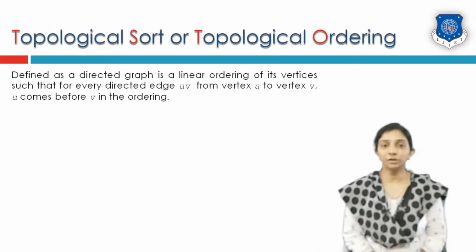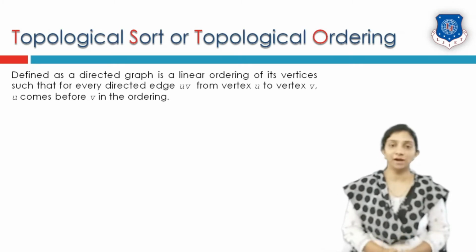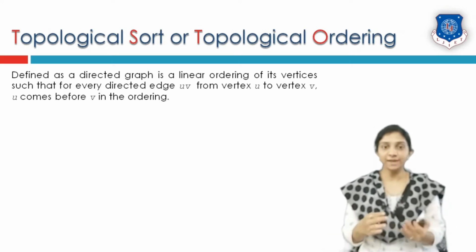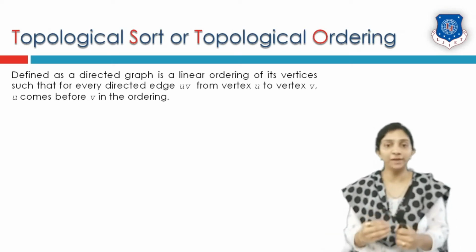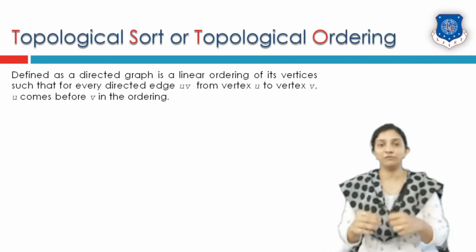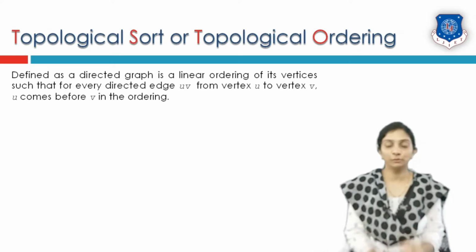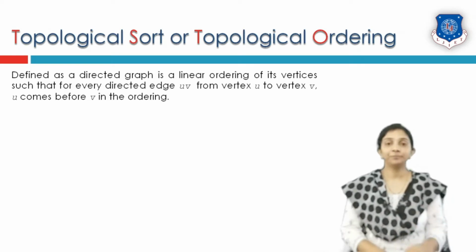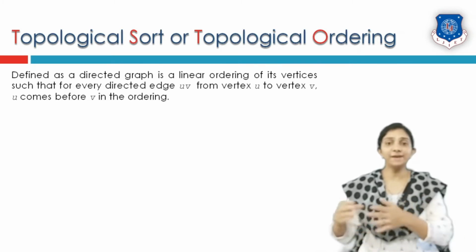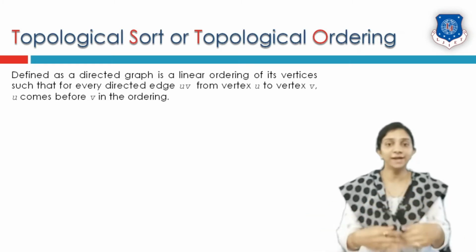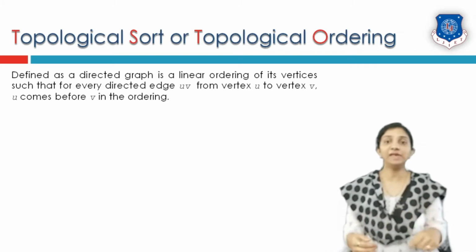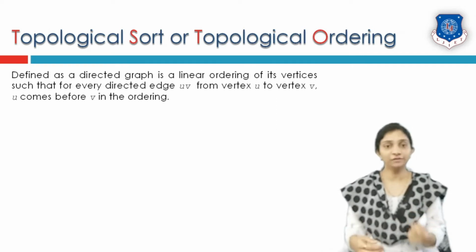A topological ordering of a directed graph is a linear ordering of vertices such that for every directed edge UV from vertex U to vertex V, U comes before V in the ordering. So if a graph is directed, and in that graph we have to find out the dependency between some vertices, which is dependent on which vertex, we apply topological sorting.